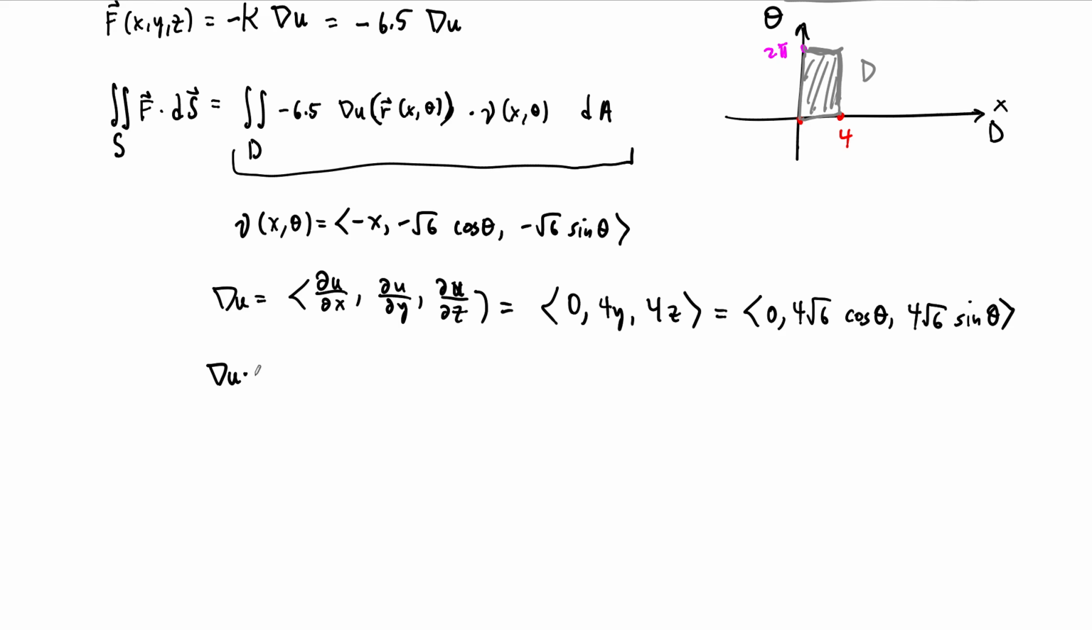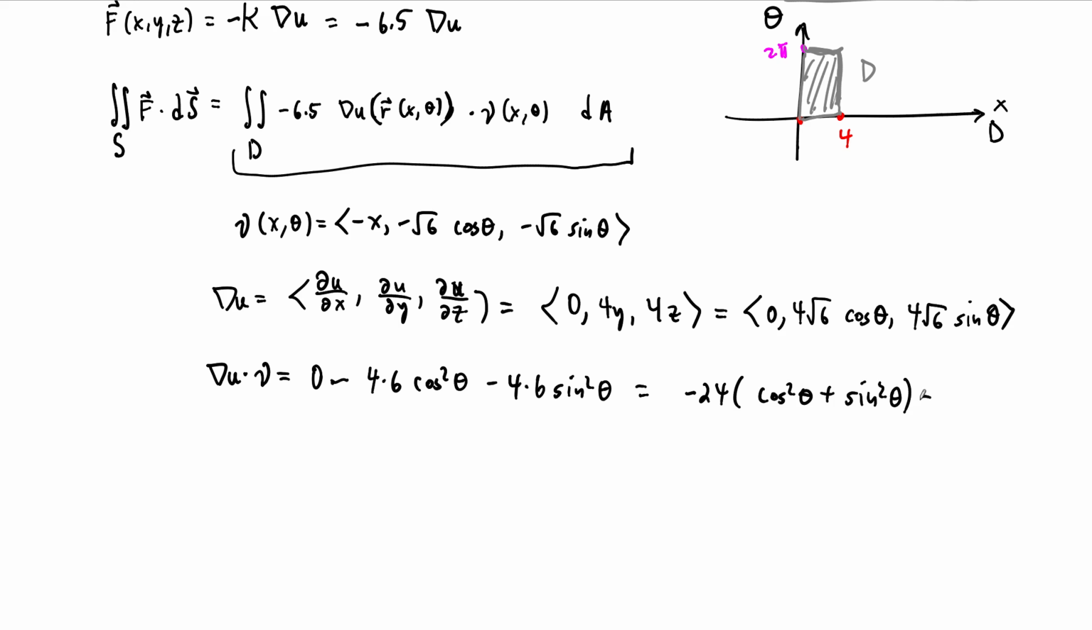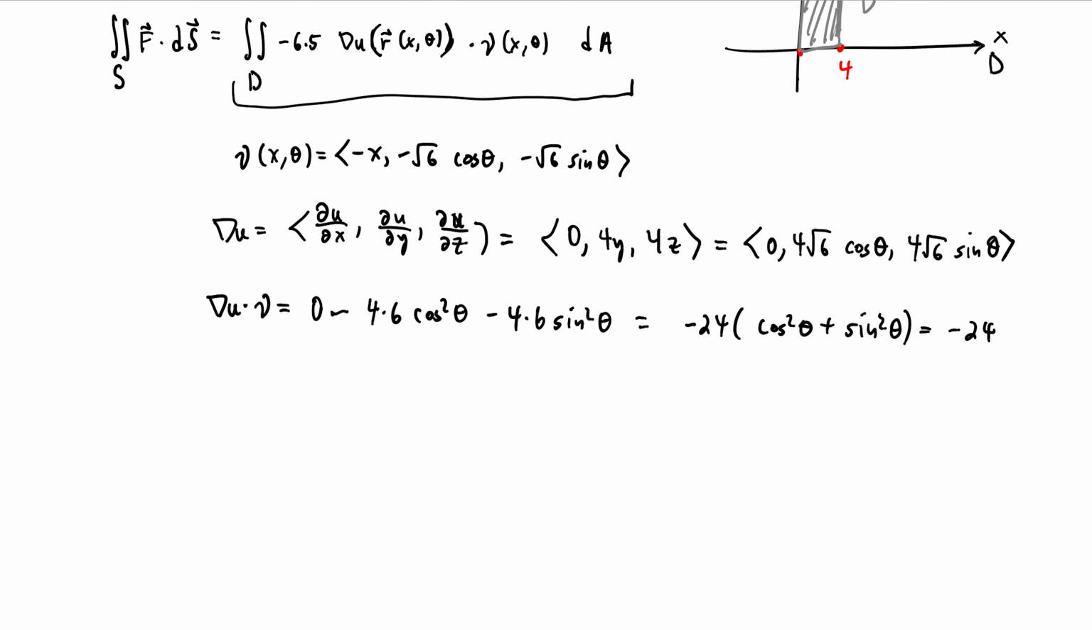So gradient u dotted with nu, this is going to be 0 times x, which is 0. And then the rest of this is going to be minus 4 times 6 times cosine squared theta, minus 4 times 6 times sine squared theta. And of course, this is minus 24 times cosine squared theta plus sine squared theta, which is just negative 24. Okay, so our integrand is constant, and now our flux is going to be a breeze to compute.